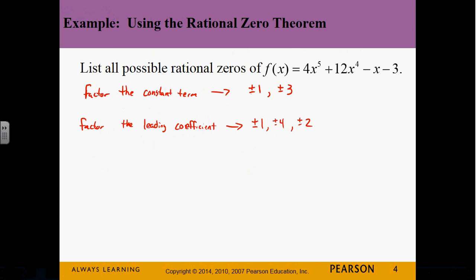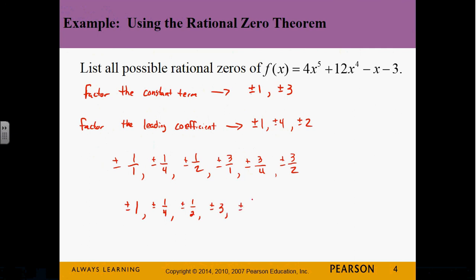So to get all of the possible rational zeros, we're going to divide all of the top numbers by all of the bottom numbers. Okay, so we say 1 divided by 1, 1 divided by 4, 1 divided by 2, 3 divided by 1, 3 divided by 4, 3 divided by 2. All of them plus or minus. So we get plus or minus 1, plus or minus 1 fourth, plus or minus 1 half, plus or minus 3, plus or minus 3 fourths, plus or minus 3 halves.